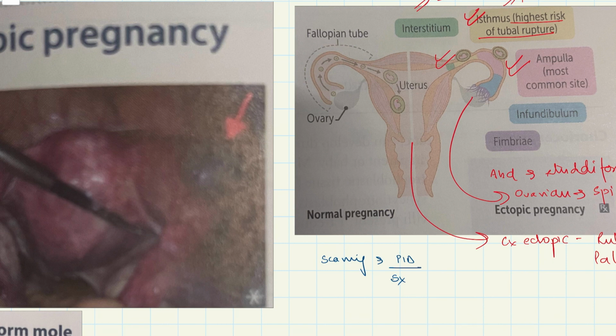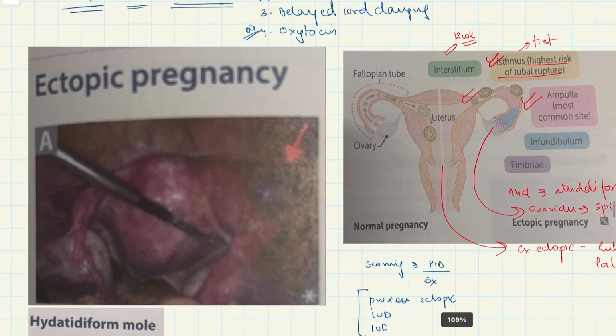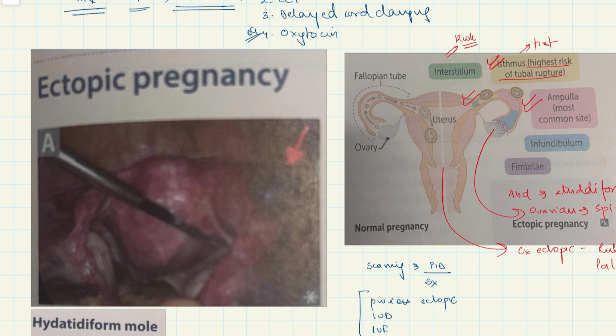Other risk factors are previous ectopic, IUD, and IVF. Why? Because in all these procedures there is manipulation of the fallopian tube, leading to scarring and hence increasing the chances of ectopic pregnancy. Now, ectopic pregnancy is characterized by pain which is much more than bleed.